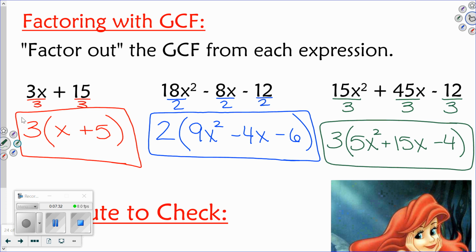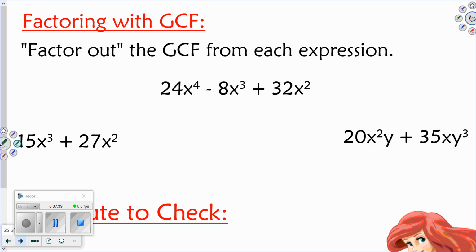It's so hard, isn't it? How many of you have learned to do this before? Okay. Unfortunately, factoring is like my most favorite thing in the world to do. I love factoring.